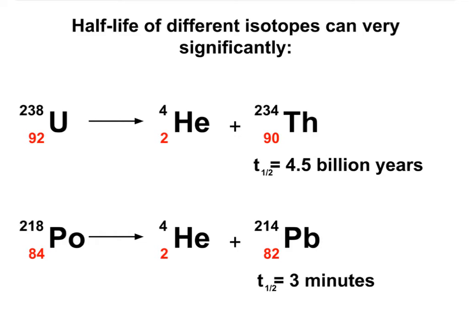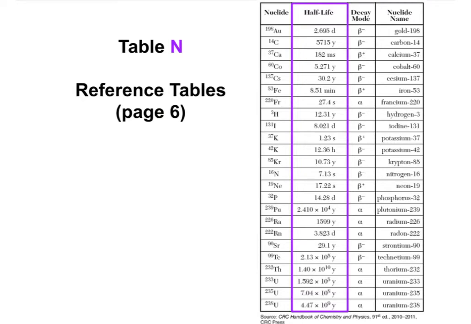Half-life of different isotopes can vary significantly. Let's look at these two examples. Both of them undergo alpha decay. If we get ourselves a tiny sample of uranium-238, let's say 10 atoms, no more, to see 5 of them decay into thorium, we will have to sit and wait for 4.5 billion years. But for polonium-218, it takes only 3 minutes. So this one is pretty quick. Half-lives of selected isotopes are given in your Reference Table N, and you can see that they vary from days to years to milliseconds and minutes and even billions of years.